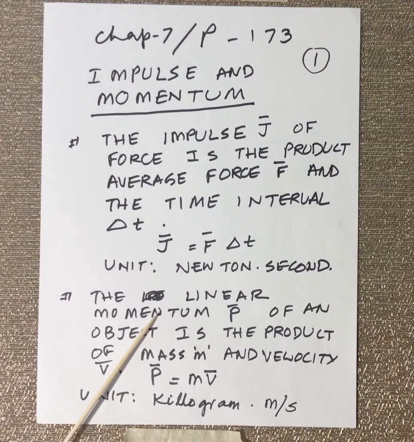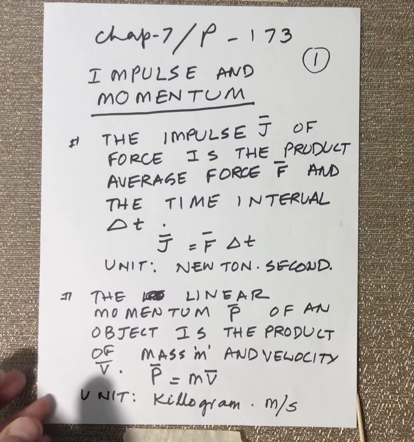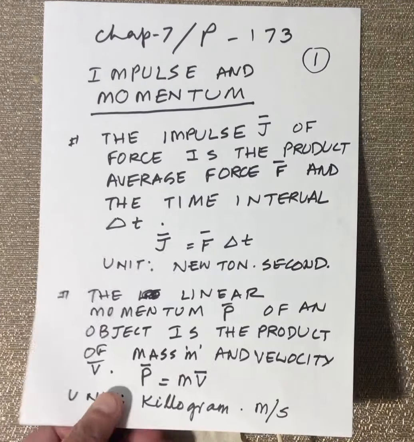Then we'll talk about linear momentum of an object, which is the product of mass times velocity, and the unit is kilograms times meters per second. These are two simple definitions of impulse and momentum. Then we're moving on to the next phase.